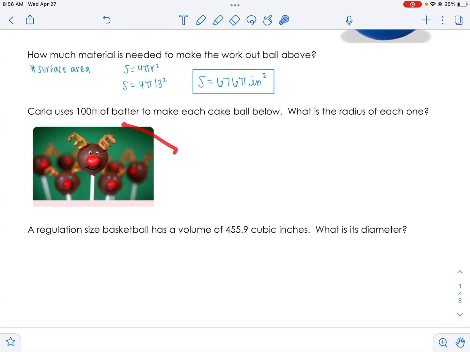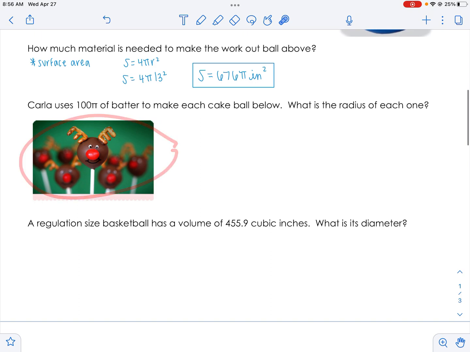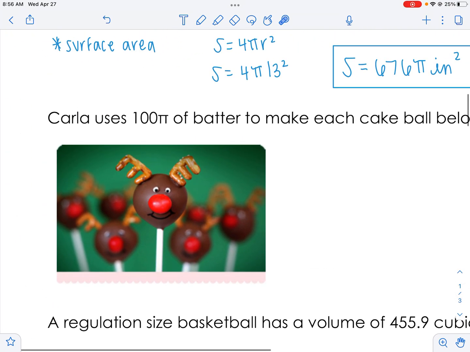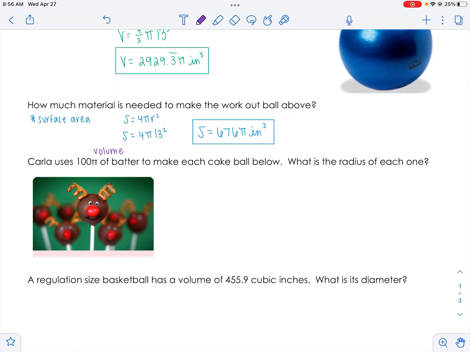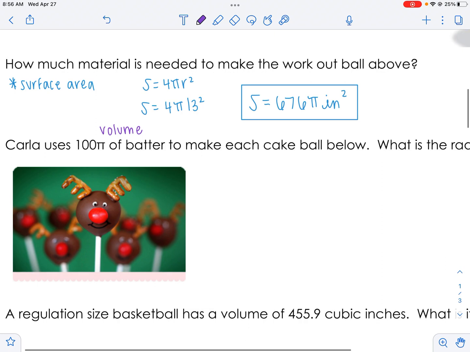Now, if we move on, this problem says that Carla uses 100 pi of batter to make each cake ball below. What is the radius? So now I'm going backwards. Well, if she uses 100 pi of batter, would batter be the surface area formula or would I use the volume formula? And if we're talking about cake batter, I really hope that's volume. Frosting would be more surface area, but hopefully we don't have a cake ball full of air. So I'm going to use the volume formula here. So volume of a sphere would be 4/3 pi r cubed.